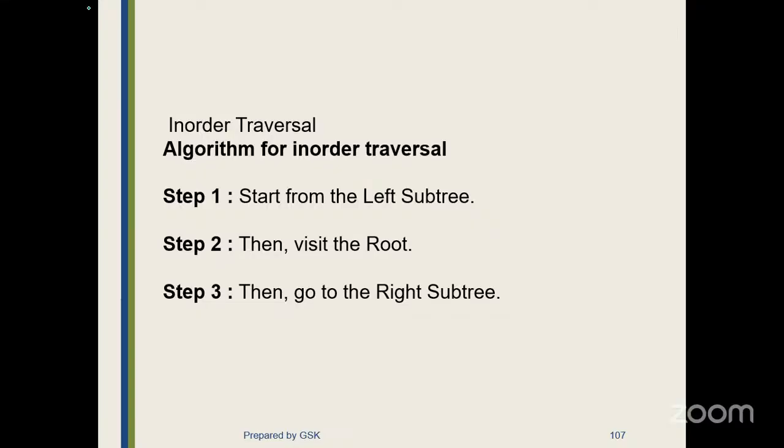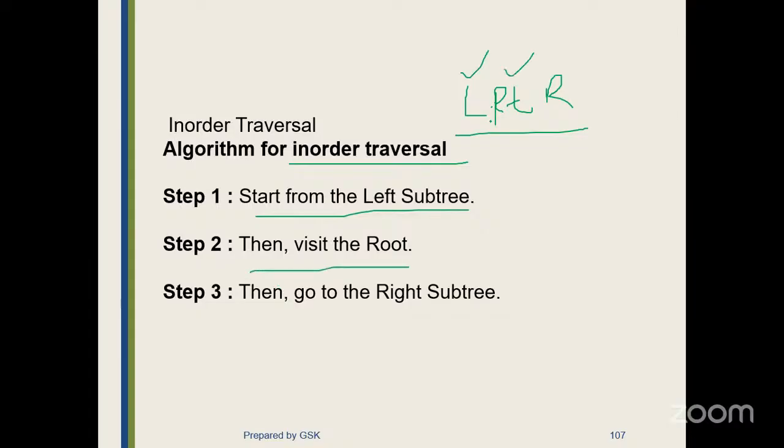In-order traversal. The simple formula you can remember: in-order is L, root, R. In between the left and right subtrees, we need to visit the root node. This is the formula. This is the algorithm we are following. See the algorithm for in-order traversal: start from the left subtree, then visit the root node, then go to the right subtree.